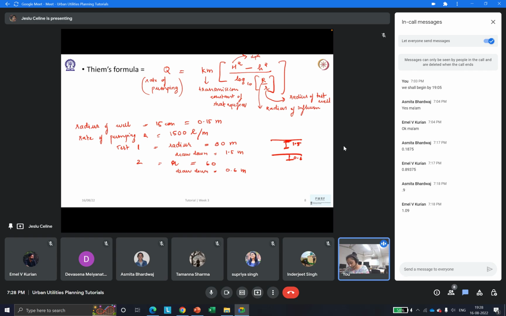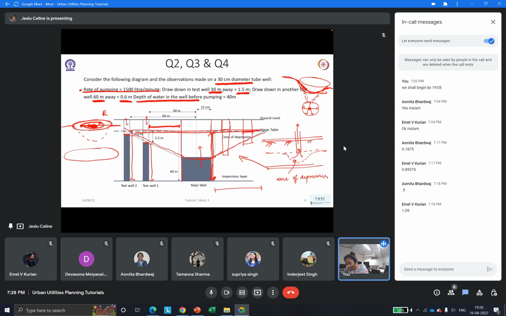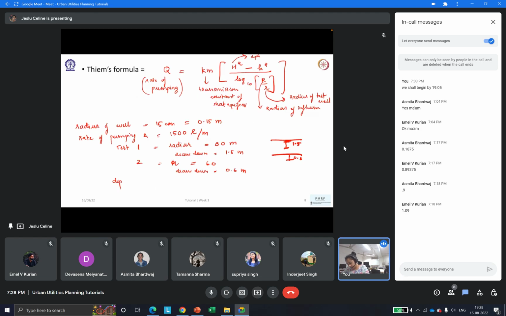We also know the overall depth of the well. The depth of the water before pumping, the overall depth, is 40 meters. So the overall depth of the well, which is nothing but our capital H, is equal to 40 meters. So we have taken the information. Now let's try putting this in the formula.